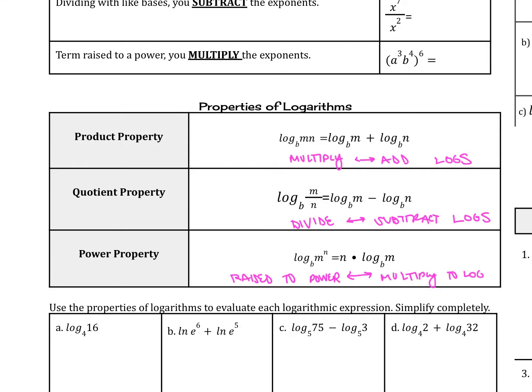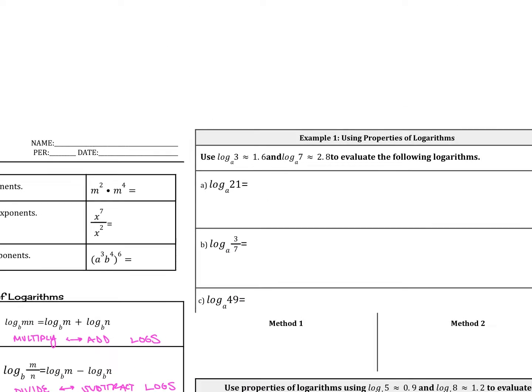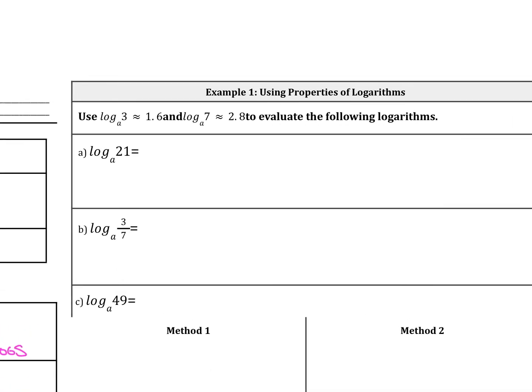So we're still going to use these properties of logs. We have the product property, which again is when you're multiplying, we can expand it by adding the logs. When we're dividing, we can expand by subtracting the logs. And when it's raised to a power, we can multiply that exponent to the entire logarithm. So we're going to use that given some of these values.